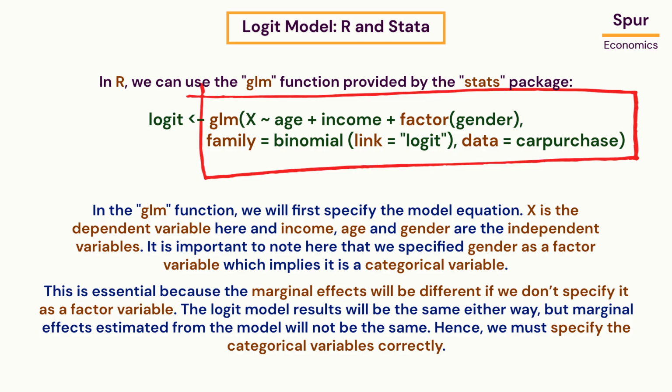It is important to note here that we specified gender as a factor variable, which implies it is a categorical variable. This is essential because the marginal effects will be different if we don't specify it as a factor or categorical variable. The Logit model results will be the same either way, but marginal effects estimated from the model will not be the same. Hence, we must specify the categorical variables correctly.